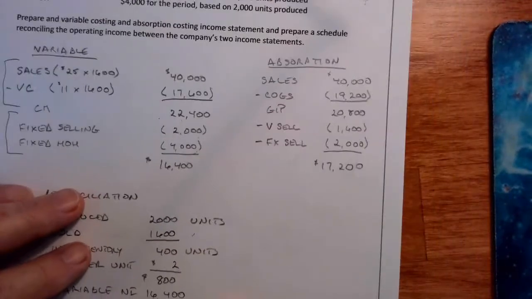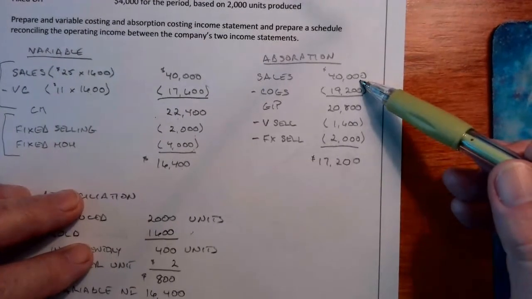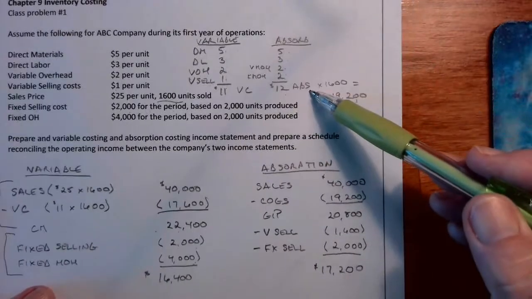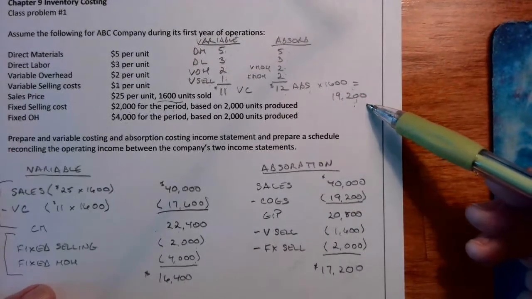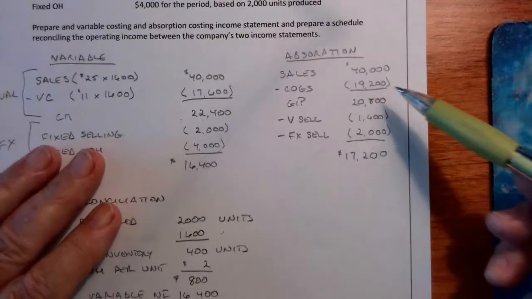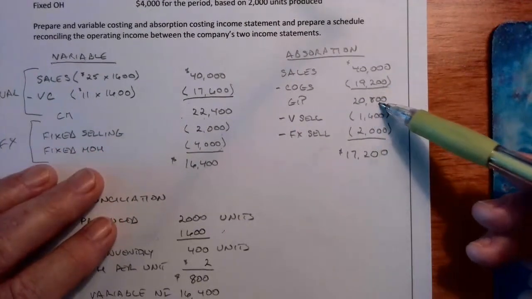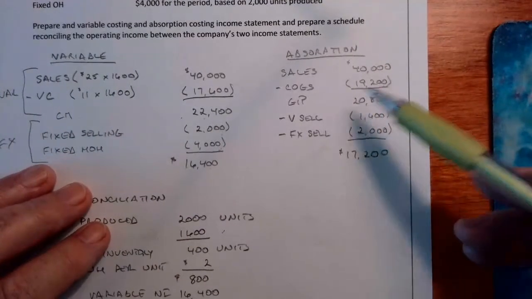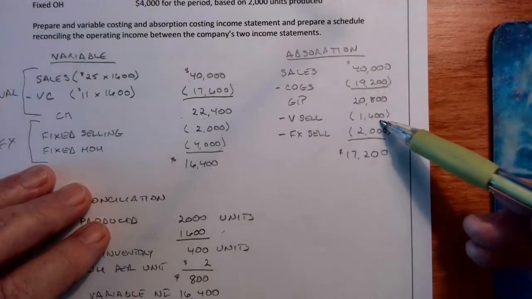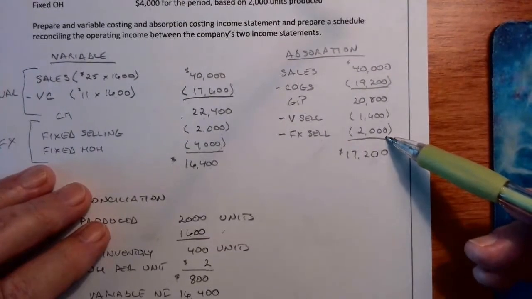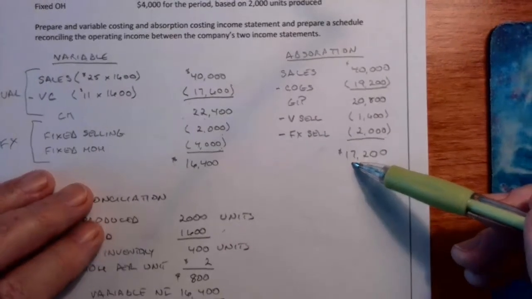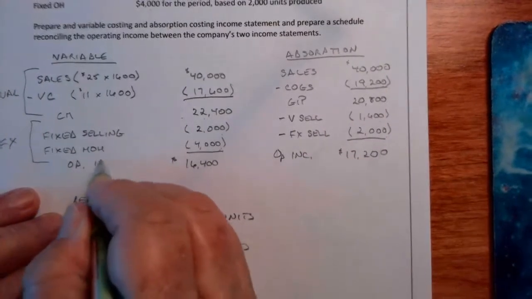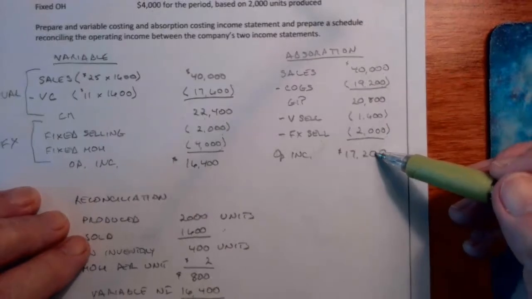Okay, now we'll do it under absorption costing. Again, my sales are $40,000. My cost of goods sold this time was the $12 in absorption costing times 1,600 units, or 19.2. So here is my cost of goods sold. My gross profit, as opposed to a contribution margin, this is gross profit, is $20,800. Variable selling is $1,600, and fixed selling is $2,000. Okay, so my operating income under absorption costing is $17,200.